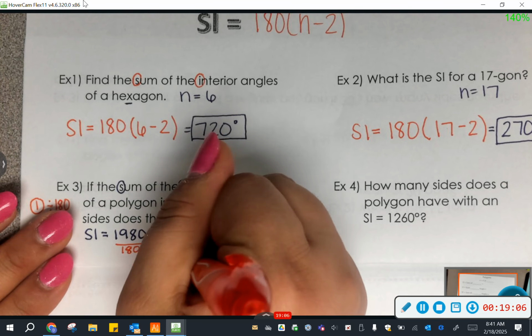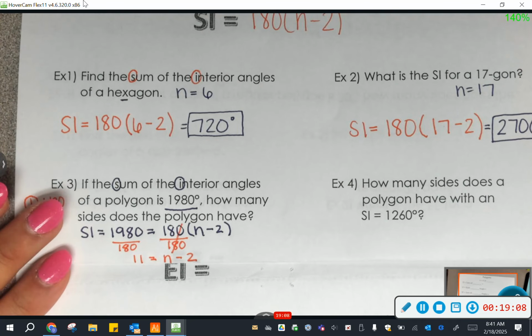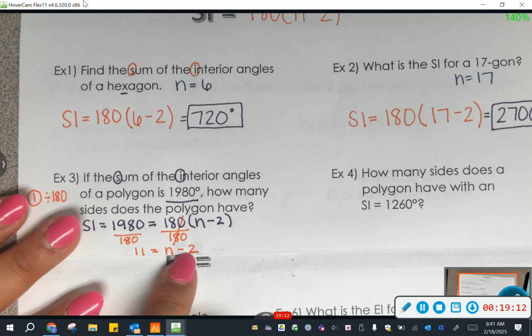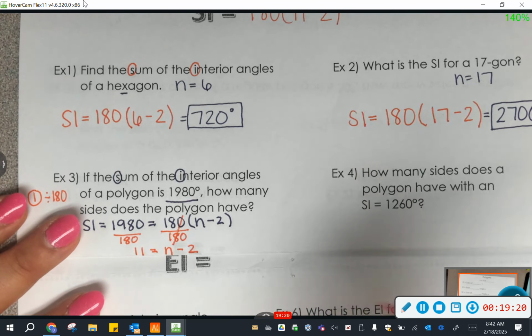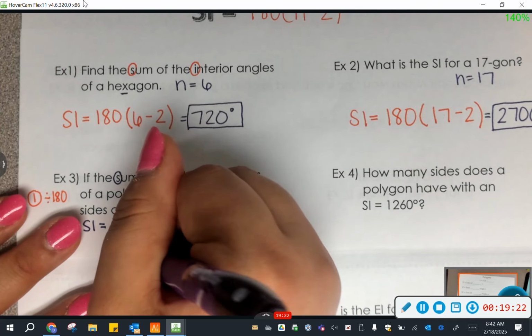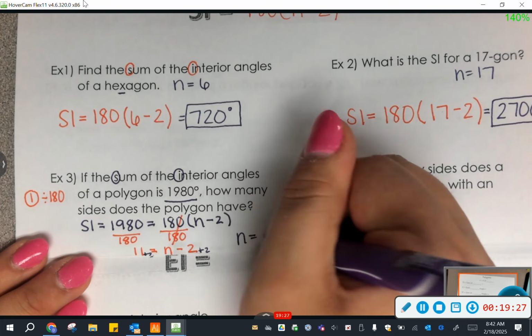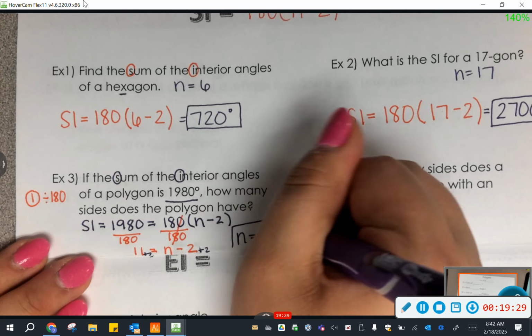N minus 2. Now, Andrea had said something earlier. How do I get rid of minus 2? What's the opposite of minus 2? I'm going to add 2. What is 11 plus 2? So 13 is my answer.